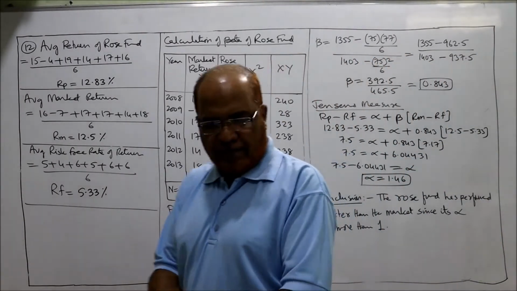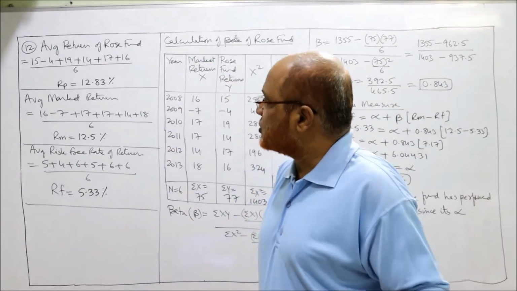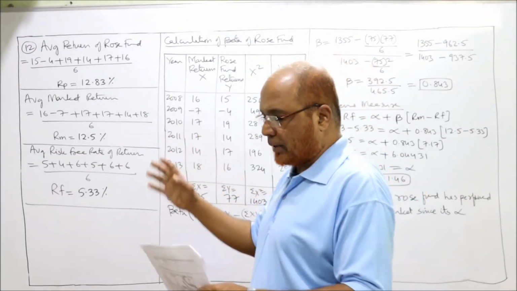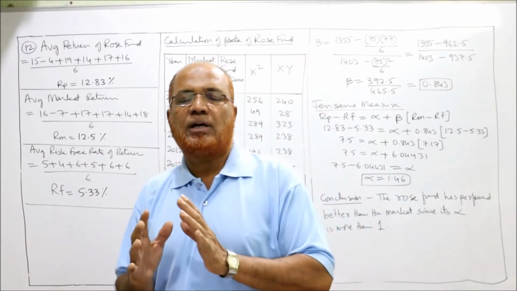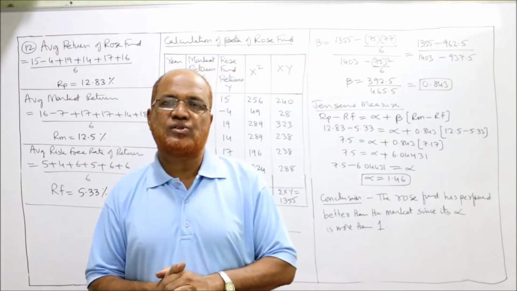Hello students, we'll continue our session. In the previous session, we stopped at the 12th problem. Now we are continuing the 12th problem. We have to find out the Jensen's measure of Rose fund.